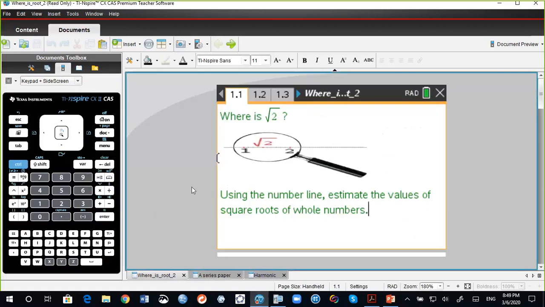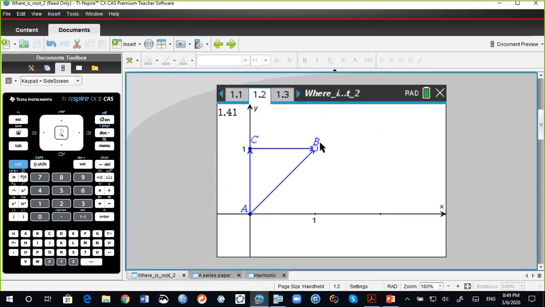So in this activity, first the students explore where the root of 2 comes in geometry, and as we know, it is the hypotenuse of the right isosceles triangle with the side of 1. So they can drop that on the x-axis to realize that root 2 is between number 1 and number 2.